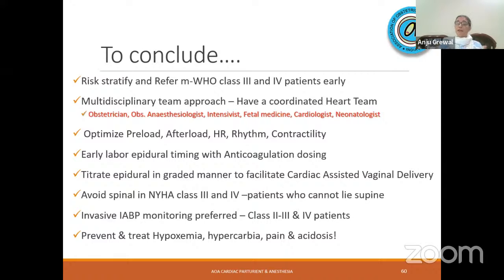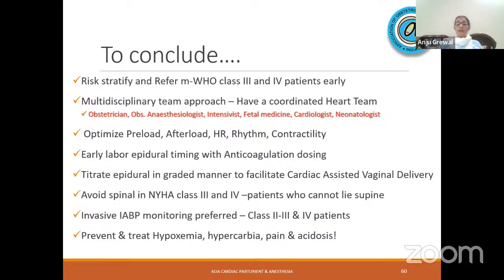Optimize the mother medically before delivery as much as possible, also during the peripartum period. I've told you about the 5 pillars of managing any cardiovascular disease: optimizing preload, afterload, heart rate, rhythm, and contractility. These are the things we really need to take care of. Early labor epidural timing can always be done, keeping in mind the anticoagulation dosing and safe timelines. You need to always use one saline, no fluid boluses, titrate your epidurals very gradually, no test doses, and then, in a graded manner, try to achieve a dense sacral block, especially during the second stage of labor.